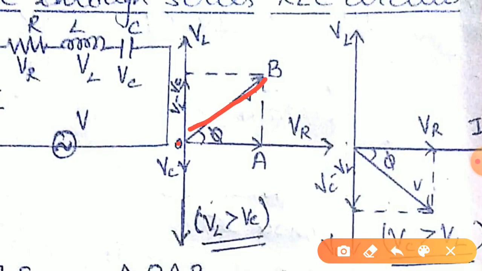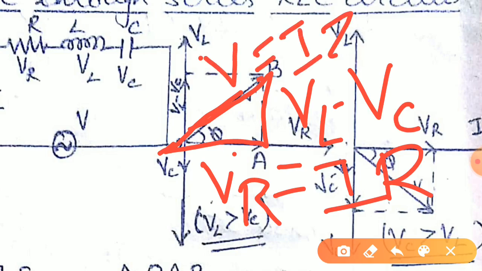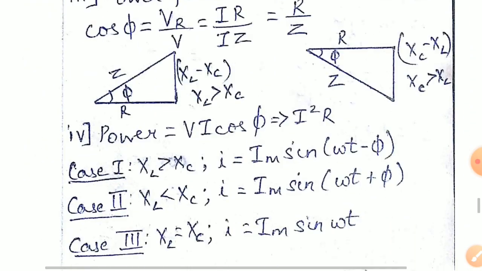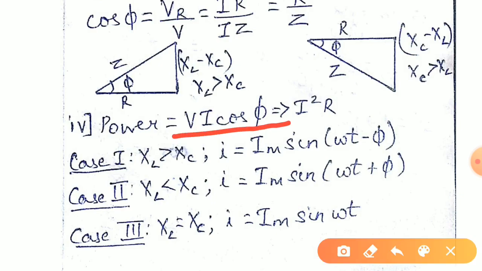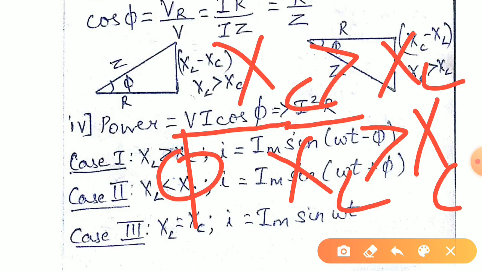If we draw impedance triangle for this circuit, then we can have VR as I into R, VL minus VC as I into XL minus XC, and V is equal to I into Z. And we should remember a thing, that if we need to find power in this method, that is RLC series circuit, then it can be obtained by VI cos phi, which will be equal to I square R. When we calculated value of tan phi, phi will always be positive when XL is greater than XC, and phi will be negative when XC is greater than XL. This is a point to be remembered.